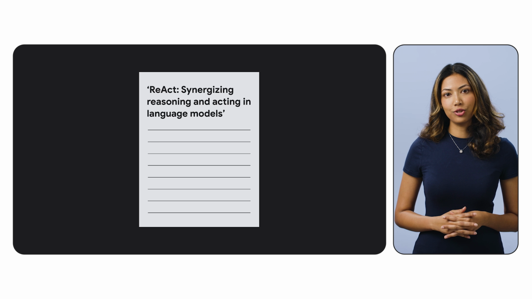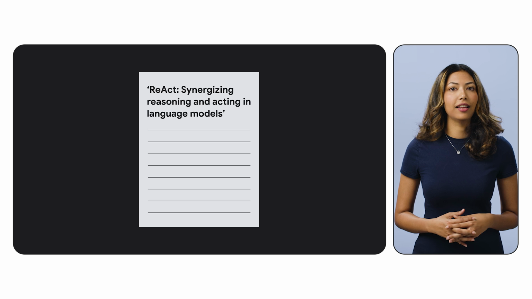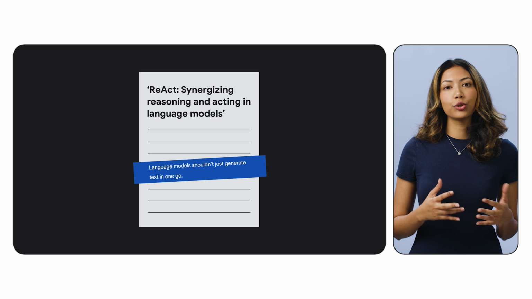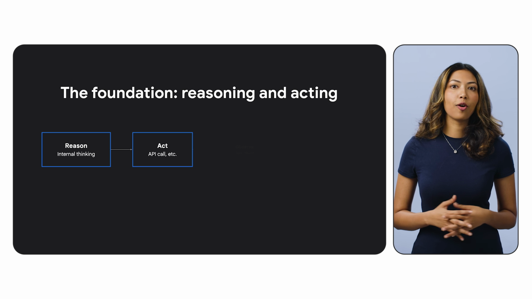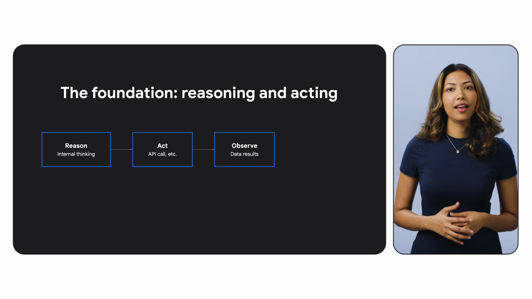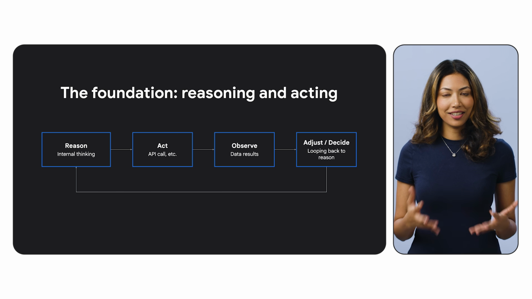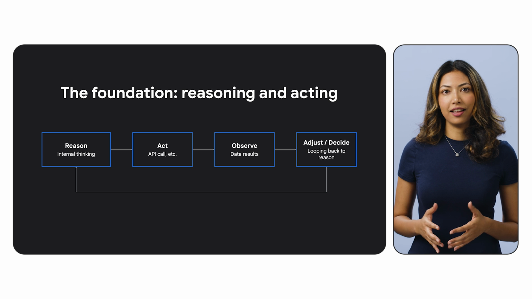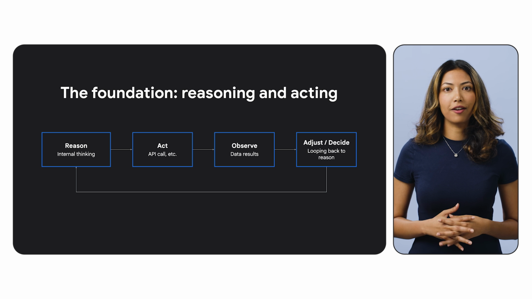One of the clearest explanations comes from the research paper ReAct: Synergizing Reasoning and Acting in Language Models. The idea in that paper was simple but powerful. Language models shouldn't just generate text in one go. They can actually reason step by step, take an action like calling a tool or API, observe the results, and then decide what to do next. That cycle of reasoning, acting, observing, and adjusting is the foundation of how modern AI agents work. And it lines up with how they're defined: systems with reasoning, planning, and memory, with enough autonomy to adapt and make decisions on behalf of the user.